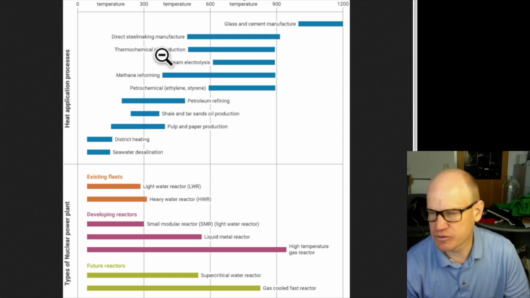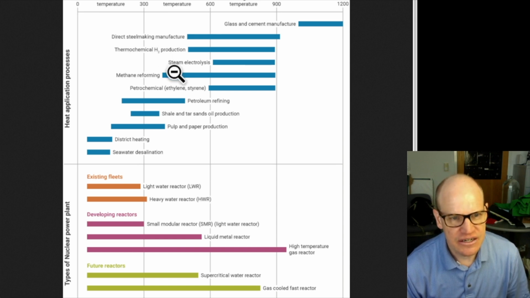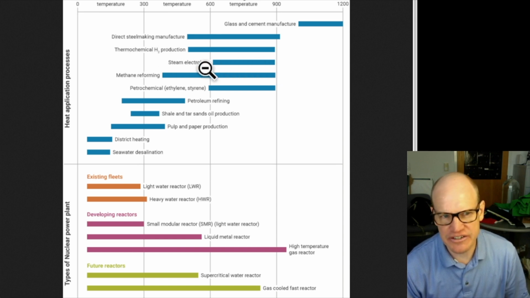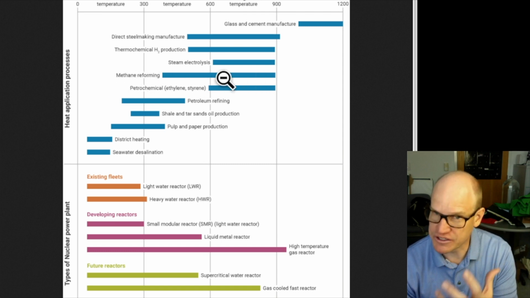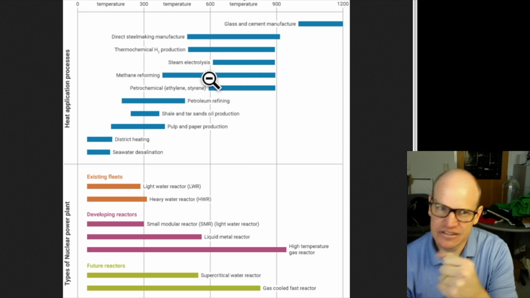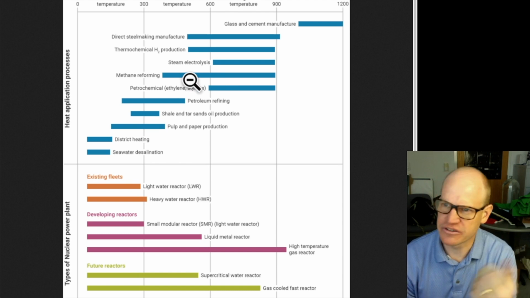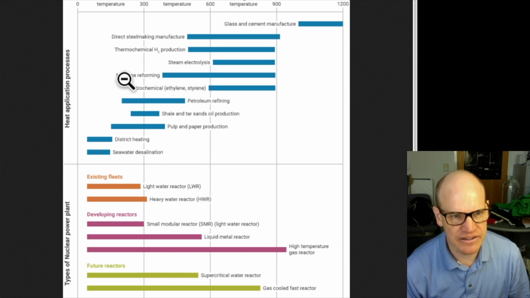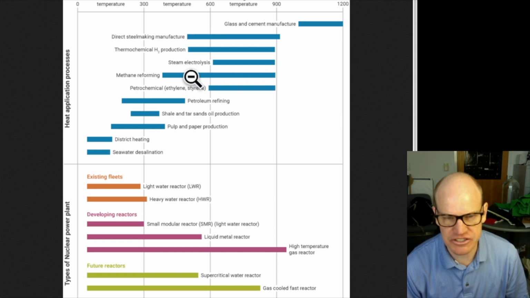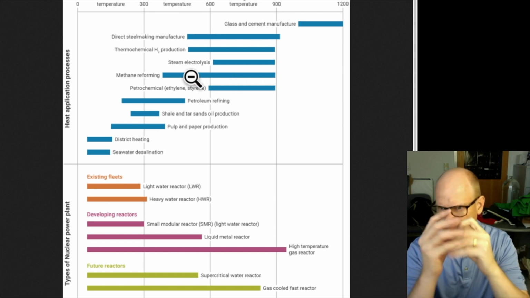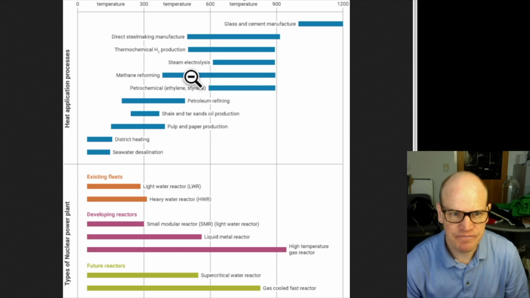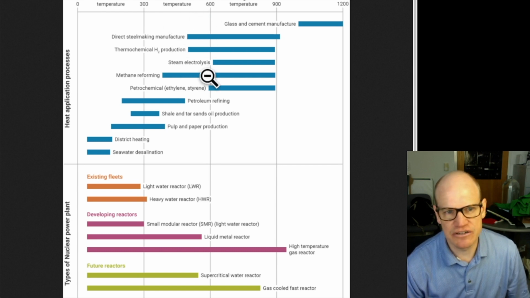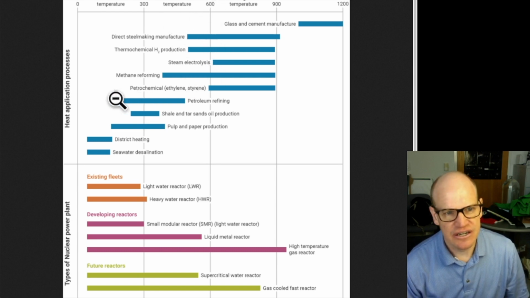Hydrogen production will be important. We'll talk about that in a minute. Steam electrolysis is producing hydrogen gas from steam directly. Then methane reforming. This is fertilizer production, well, in part; some of methane reforming is fertilizer production. There are other reasons why you might want to reform methane. Fertilizer production again has to take place at high enough temperatures to rearrange the chemical bonds, and the temperature looks like around 600 Celsius. Petrochemical, so this is producing a bunch of different things. Petroleum refining.